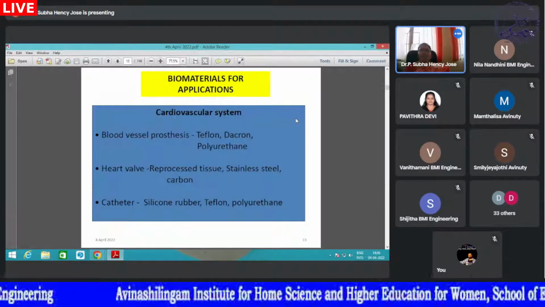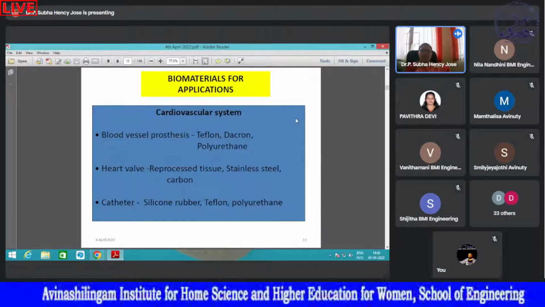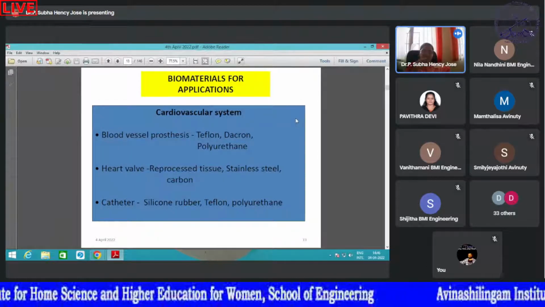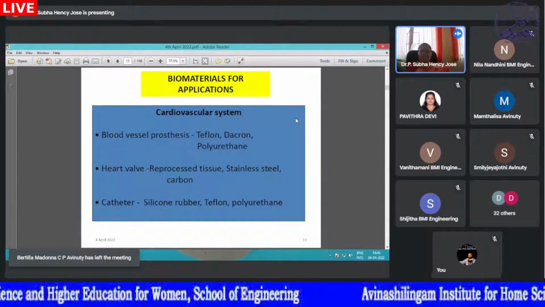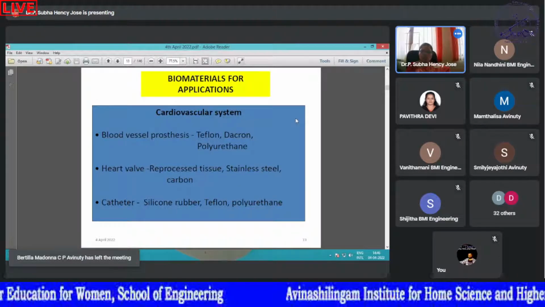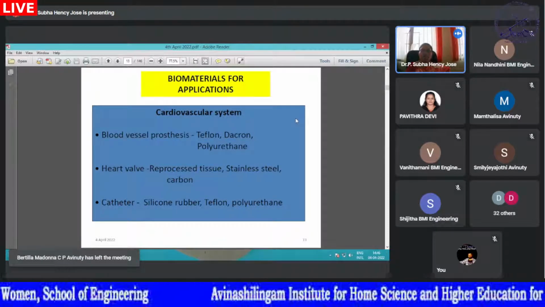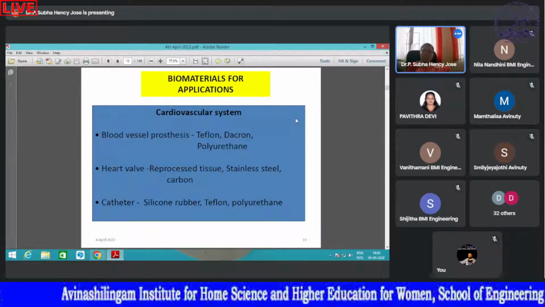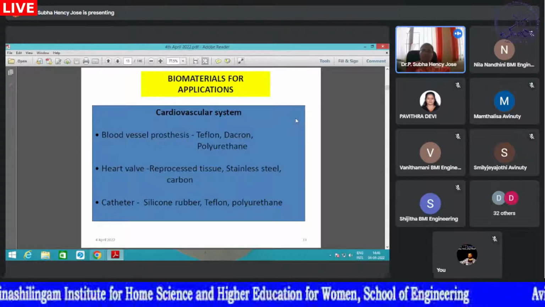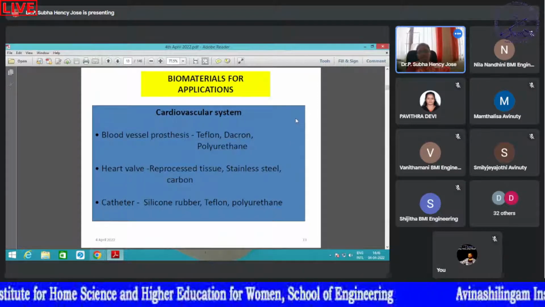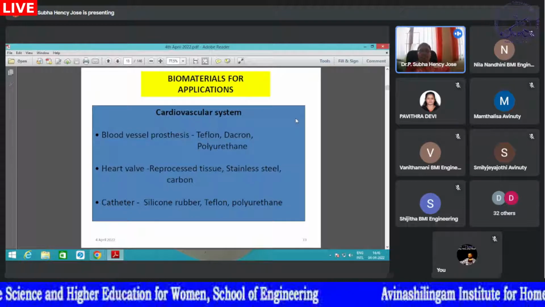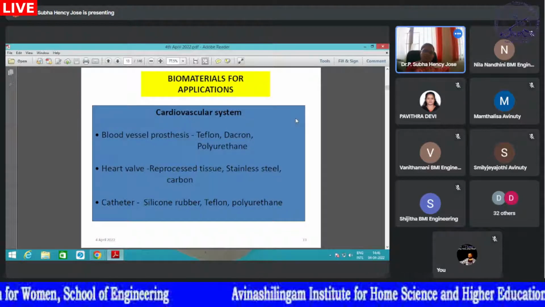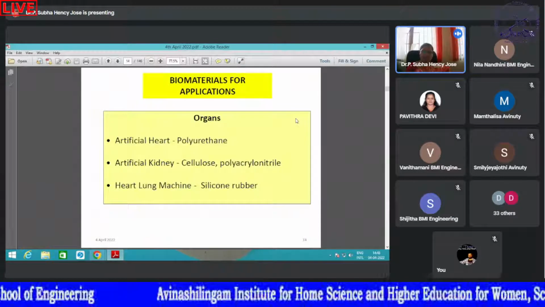The next one was the cardiovascular system. Here you have blood vessel prostheses. In that, materials like Teflon and Dacron were used. And for heart valves, it depends on the tissue, so artificial tissues were also used for making the heart valves. And for making the catheter, as we have already seen, we have silicone rubber and Teflon. All these materials are used for this.